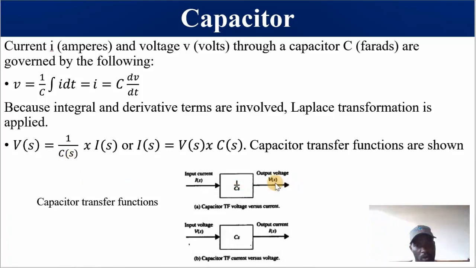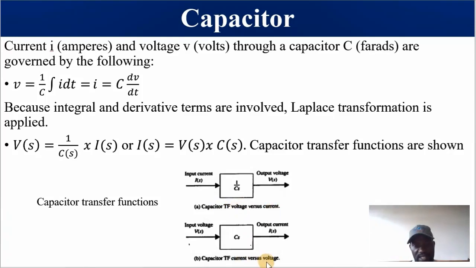So we are saying from our previous discussions, C of S in this case equals V of S, and 1 over Cs is equal to G of S, and I of S is equal to R of S. So we are saying C of S is equal to this multiplied by this. So V of S is equal to I of S, which is equal to this multiplied by this. So this is the capacitor transfer function, voltage versus current.